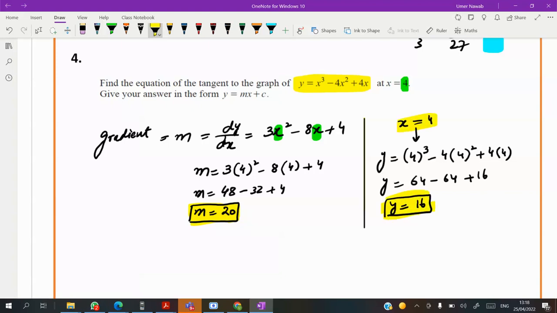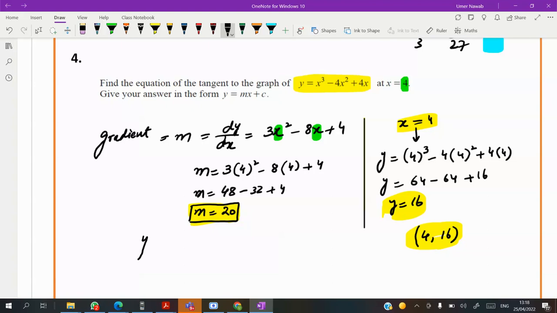So the complete point where I want to draw the tangent: 4 is the x coordinate and 16 is the y coordinate. We found the point. Now, after finding the point and the gradient of the tangent, I'll try to find c.